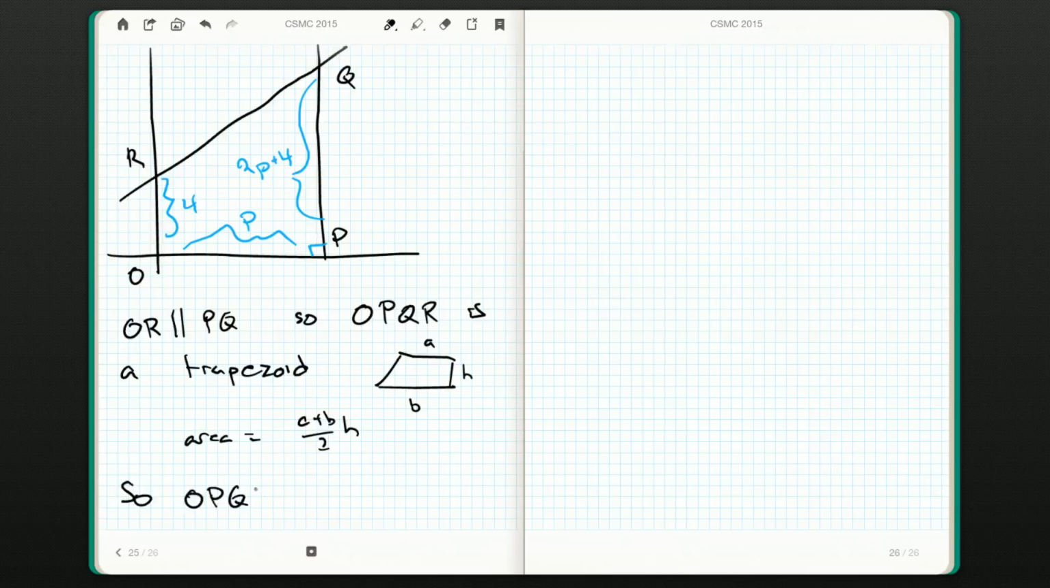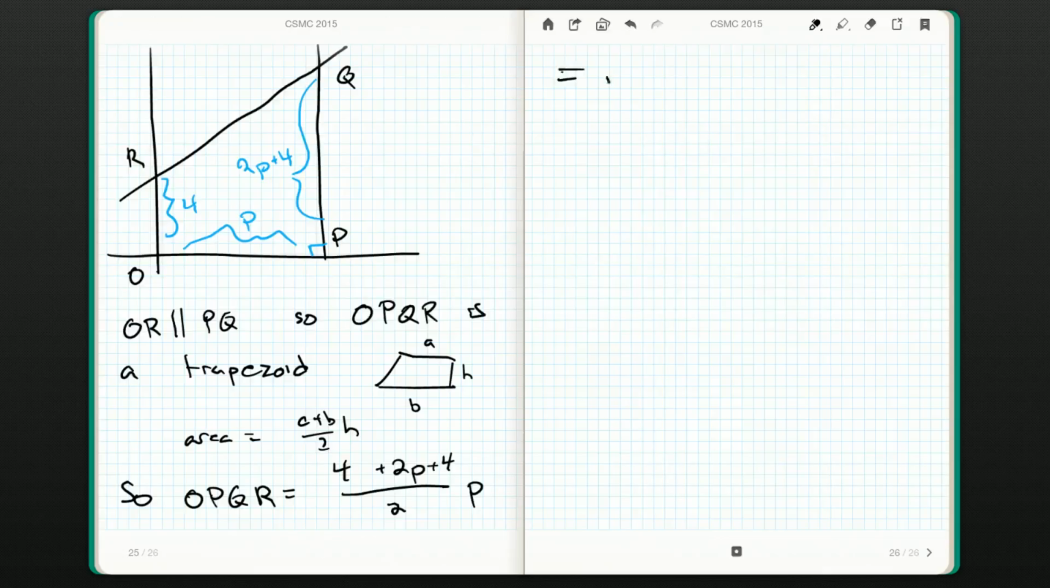So the area of OPQR is, well, what's our A? It's 4 plus 2p plus 4 all over 2 times our height, which is p. And we can simplify that a little bit. The 2p and the 2 cancel out, we'll get p, and then we have 2 4s, but we divide that by 2, and we'll get another 4. We get a p here, so it's p squared plus 4p.